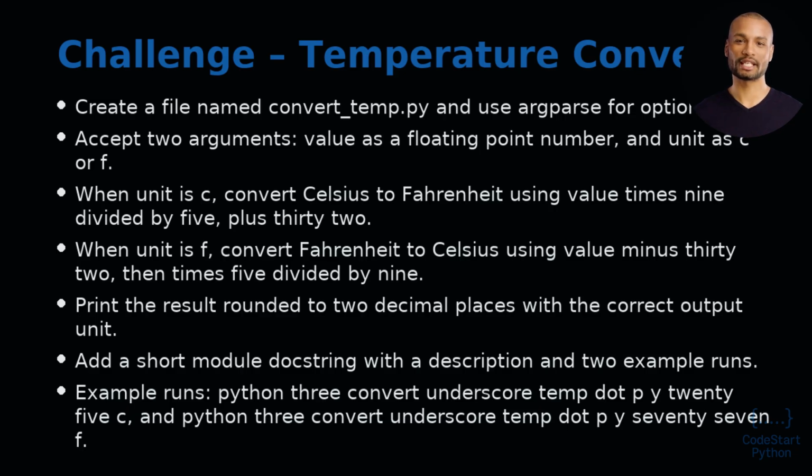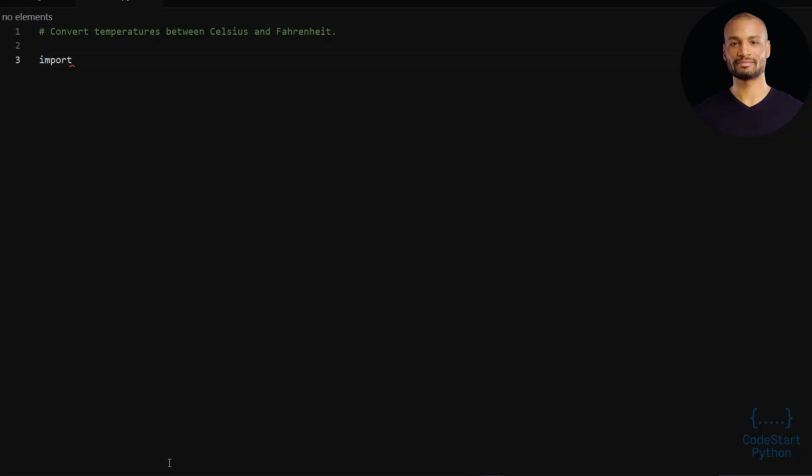When the unit is C, treat the number as degrees Celsius and print the equivalent in Fahrenheit. When the unit is F, treat the number as Fahrenheit and print the equivalent in Celsius. You could add a helpful description and a short example in the module docstring. Pause the video and try it now.